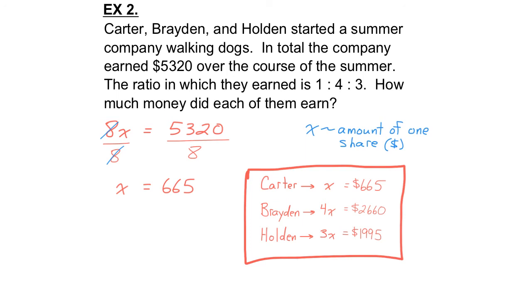So for any ratio problem, the goal is to first figure out an equation, then you can solve the equation, and then if you need to do further steps like I did here, then you can use your value that you got from the equation to solve the rest.